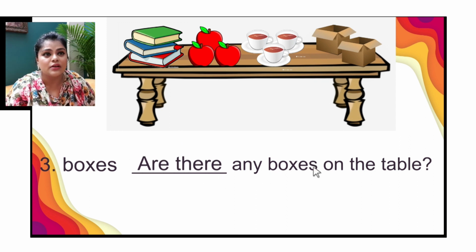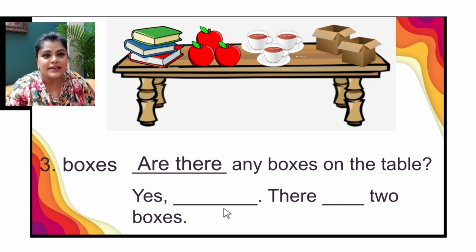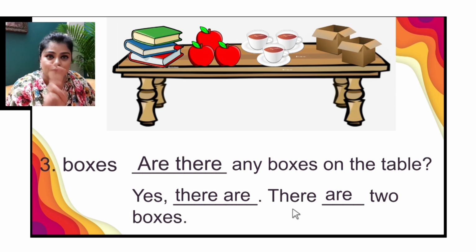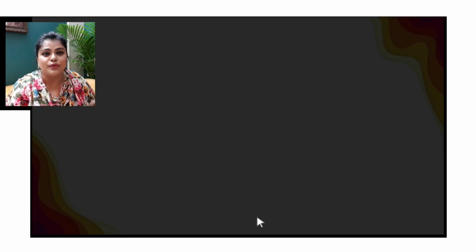Now see the picture here. Can you see any boxes? Yes. Now yes dash there dash two boxes. Now fill the blanks. Yes there are. Yes there are two boxes. Very good. Now fourth one.